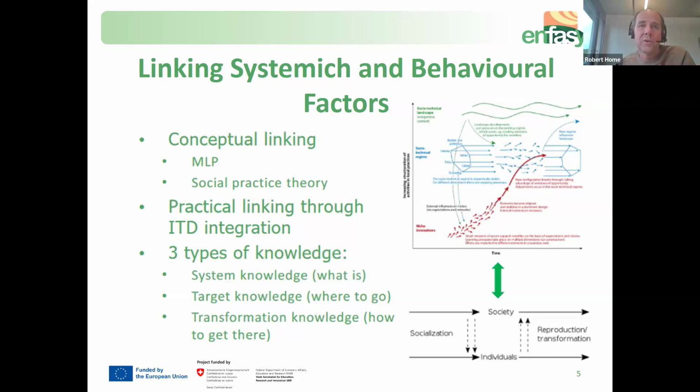We also need to interpret this, and the result of this interpretation is to come up with target knowledge. That's what do we want? Where do we go? What can we do with this knowledge that we have? And transformation knowledge is about the process. It's about how we get there, how we get to these goals that we're talking about.